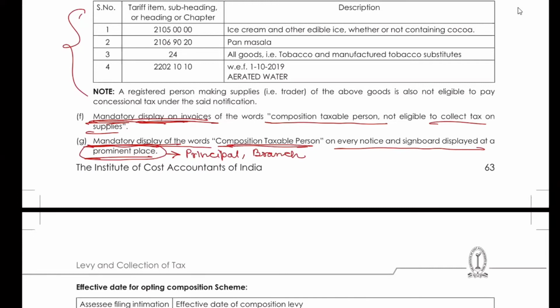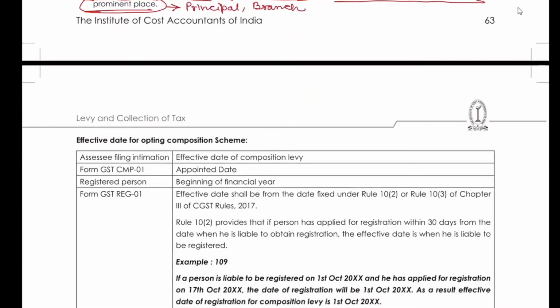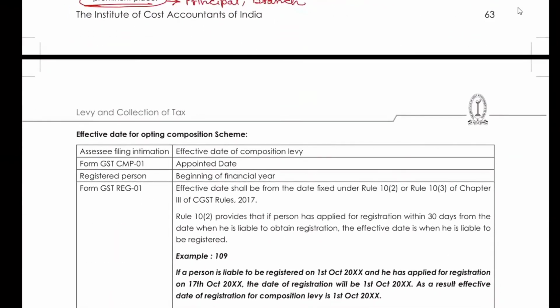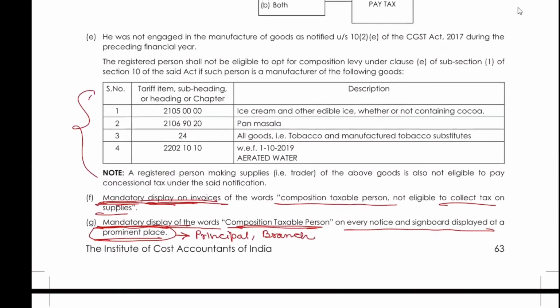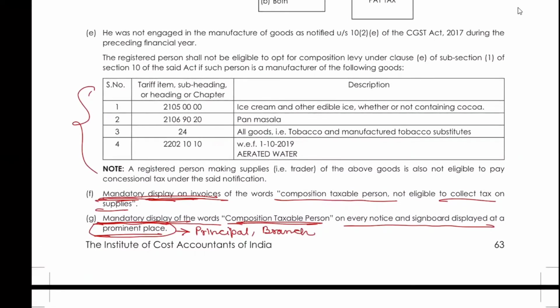A composition dealer in any case cannot have an interstate transaction. Neither can he have it, nor on the date when he is opting for the composition scheme shall he have any stock of goods from an interstate transaction. If he has an interstate transaction, then by default he'll be converted to regular. The rule is that at first you need to trade off those goods, and then you can opt. It gets postponed for a year, or you can show that those are all supplies.